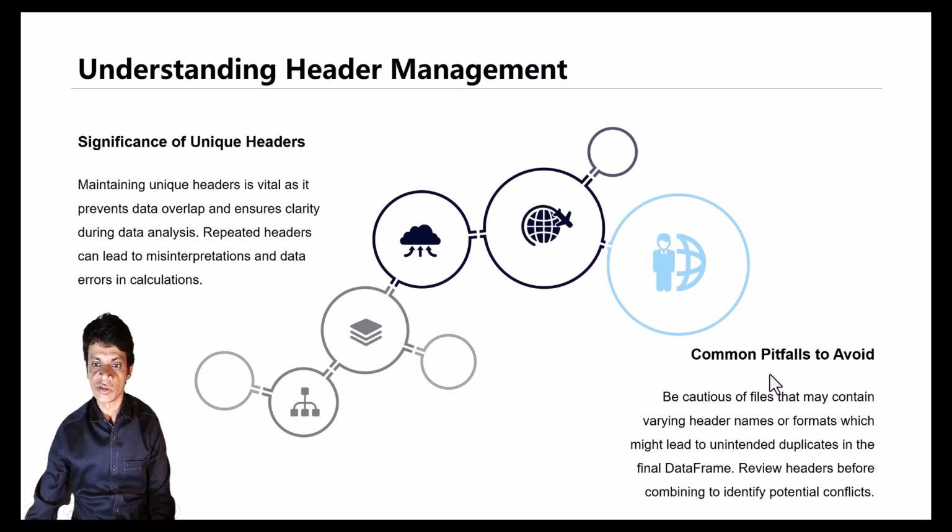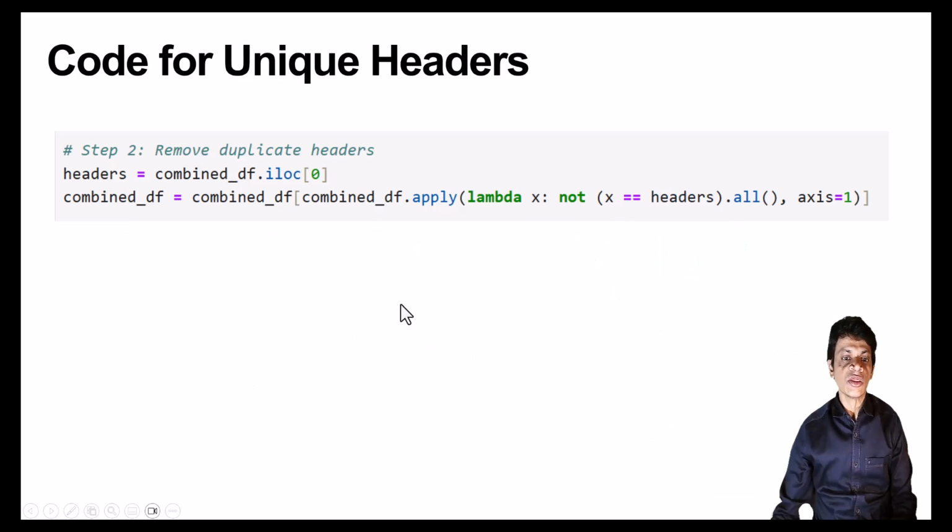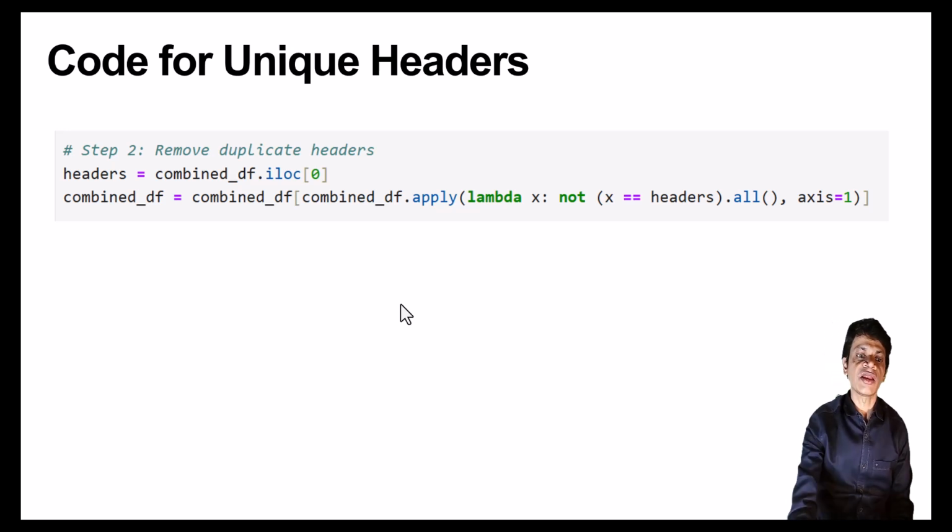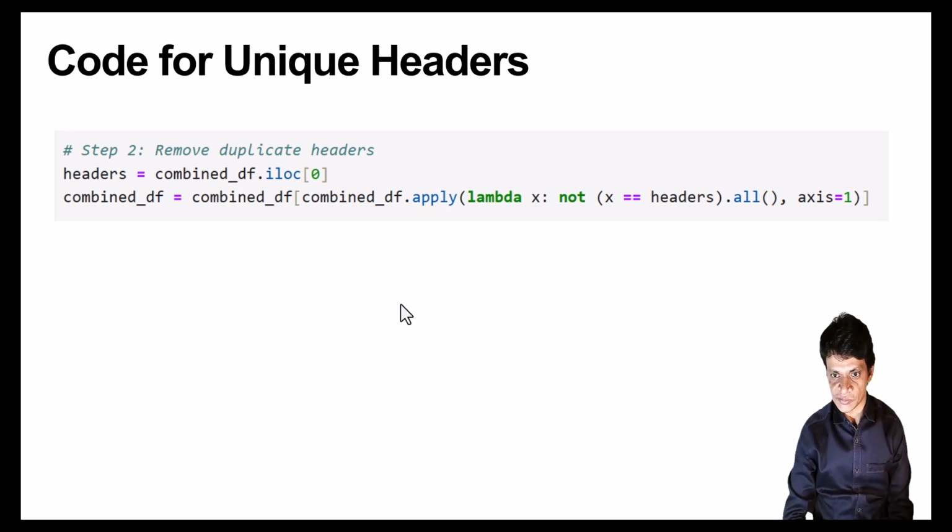Next, we'll see the code. This is the code for unique headers. Here we created a variable called headers. It is combined DF, which is nothing but the combined data frame, and we use iloc with 0. The iloc function is useful in pandas to get rows by index position. After that, we created combined DF and applied the lambda function to make the headers unique so that they do not repeat.